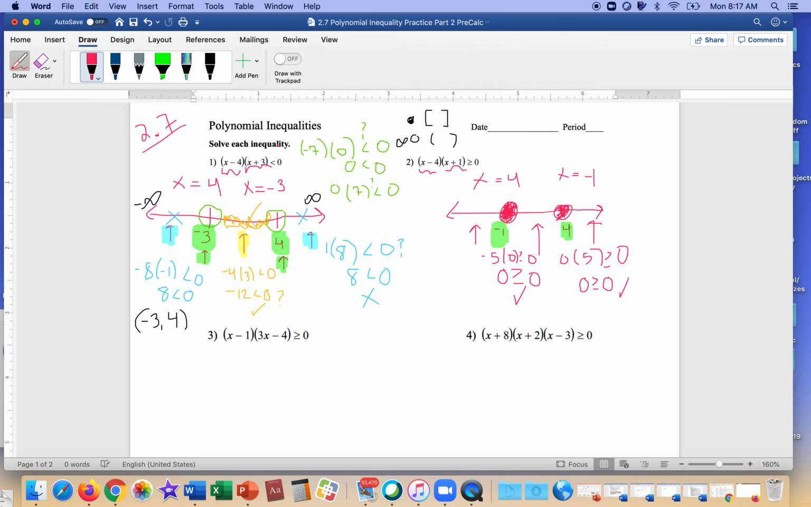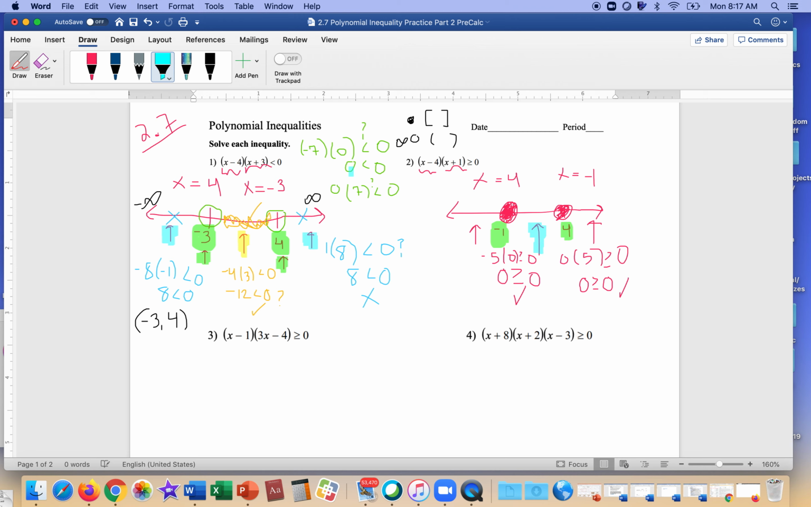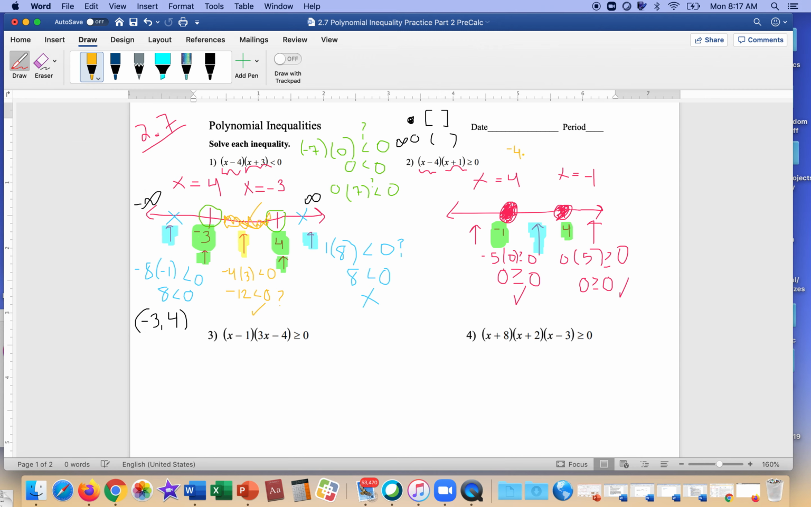Okay, now let's test a point in each region. So now I'm going to test right in here, and I'm going to do 0. Plug in any number, just pick one between -1 and 4. So if I plug in 0, then let's see what happens. So up here, if I have 0 minus 4, I would get -4. If I have 0 plus 1, I would get 1. Okay, is this true or false? Is -4 greater or equal to 0? No, so we're not going to shade there.